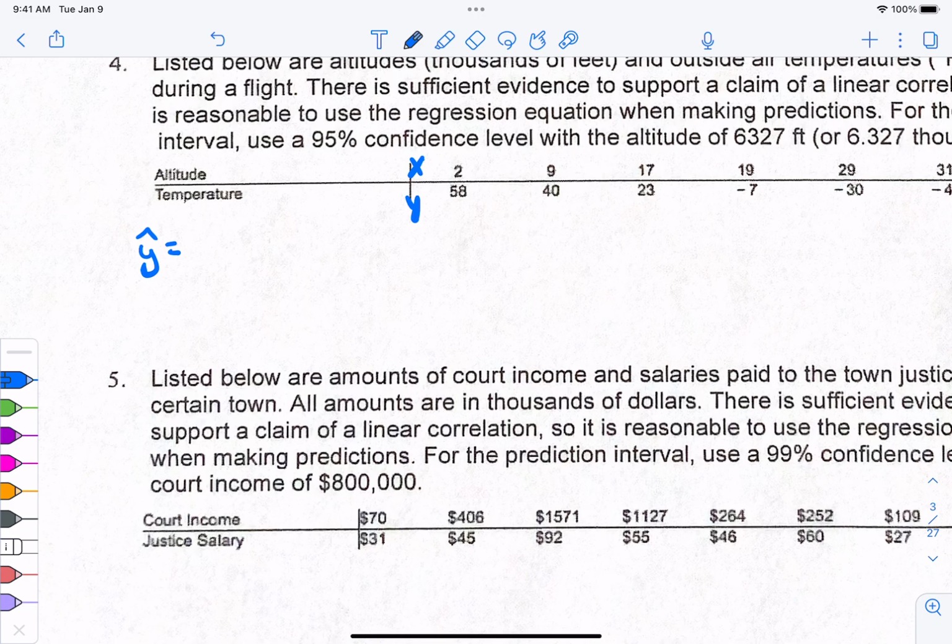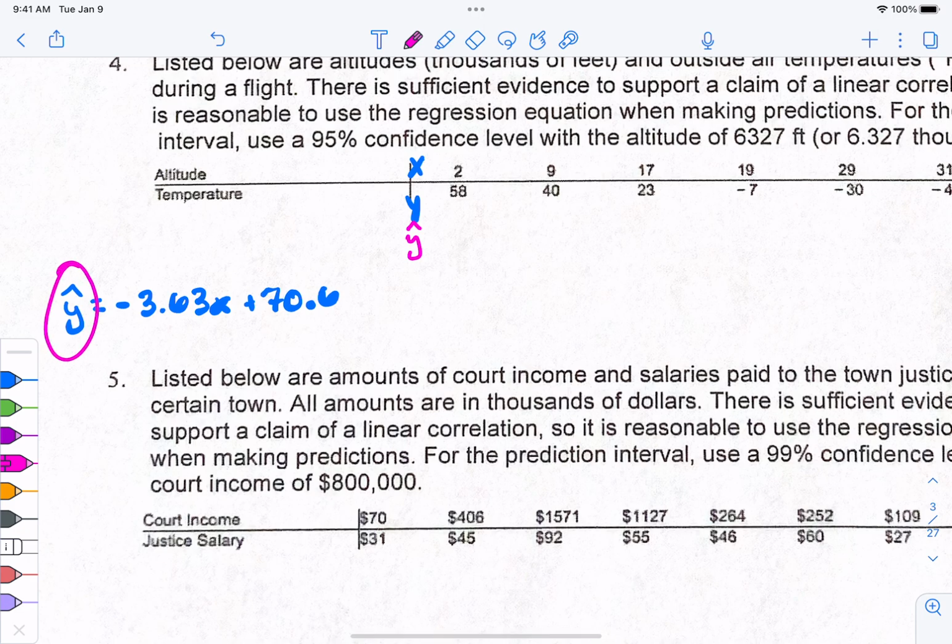All right, go. y hat equals negative 3.63x plus 70.6. That's the regression equation that Marcus has typed in. Put that on your sheet of paper under number 4. We need to know what y hat is. Now, y hat has this equation, but we need to know what the y value would be.